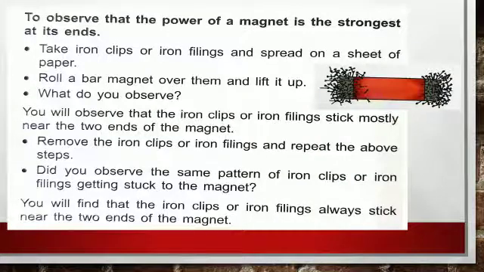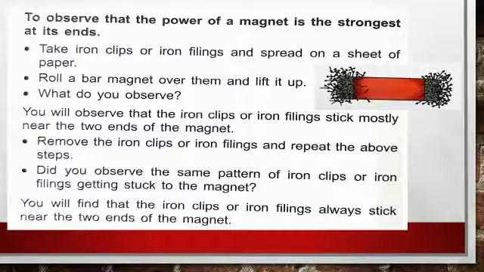Next activity. To observe that the power of a magnet is the strongest at its ends, that is at the poles. For this you require some iron clips or iron filings, and spread them on a sheet of paper. Now roll a bar magnet over them and lift it up. What do you observe? Children, you will observe that the iron clips or the iron filings stick mostly near the two ends of the magnet, as you see here in the picture.